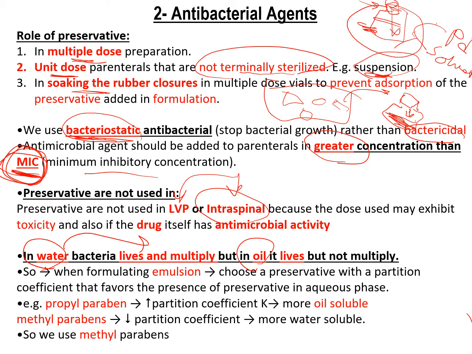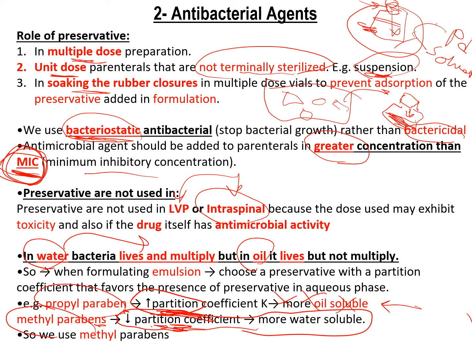So if we have two preservatives, one is methyl paraben and the other is propyl paraben. Methyl paraben has low partition coefficient. It means it is polar, has more affinity to water, and propyl paraben has high partition coefficient. It means it is more lipophilic and has more affinity to oil. Which one is better to be used in emulsion? Of course, the polar one. Methyl paraben is better because we don't need a preservative that will stay in the oily phase. We need a preservative to stay in the aqueous phase because again, in the aqueous phase bacteria can live and multiply, and we have to stop this bacterial growth.